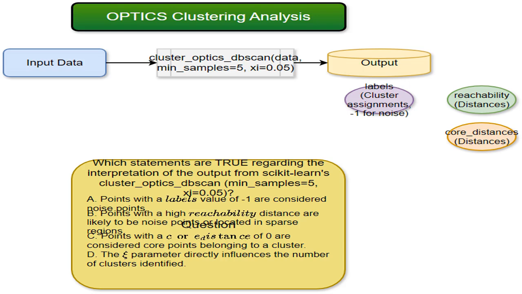clusteropticsdbscan function. Statement A focuses on the meaning of the labels array in the output. A labels value of -1 means that a data point is classified as a noise point by the algorithm. It's a straightforward interpretation of the labels.